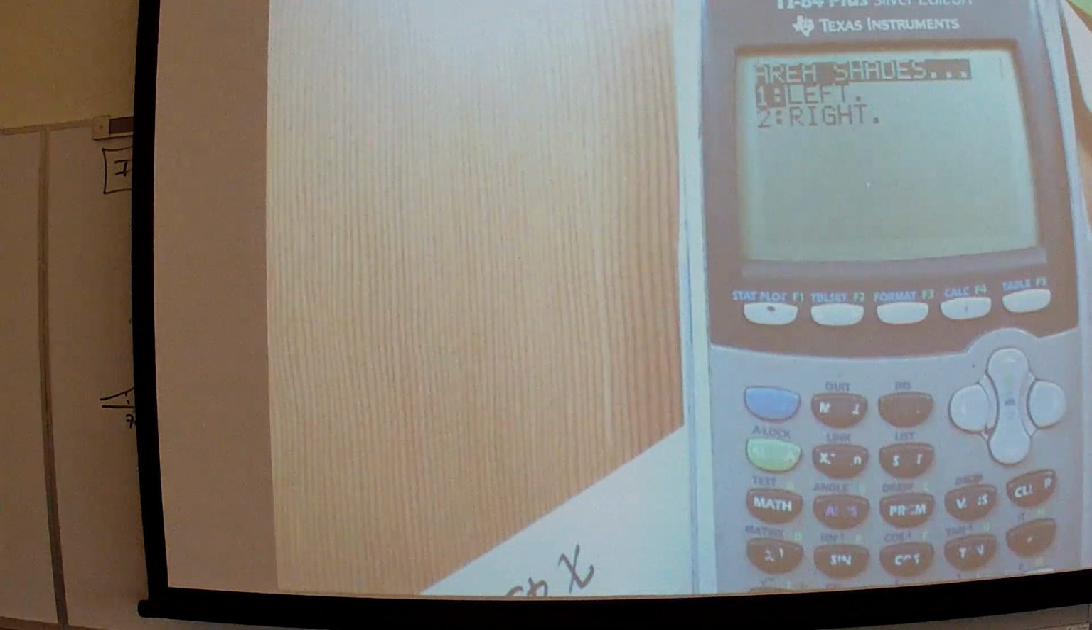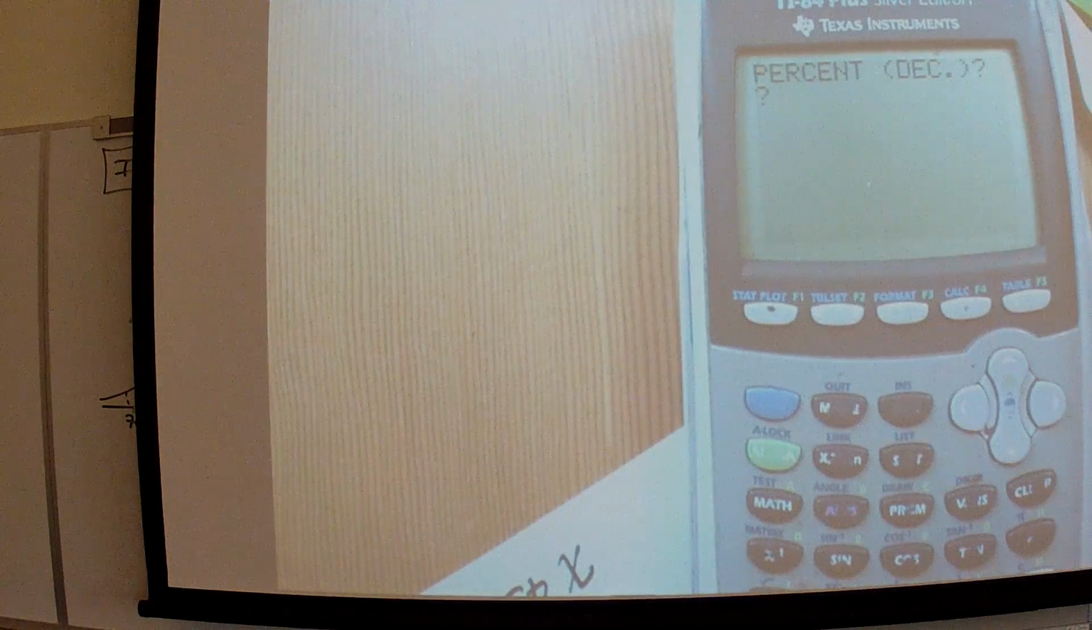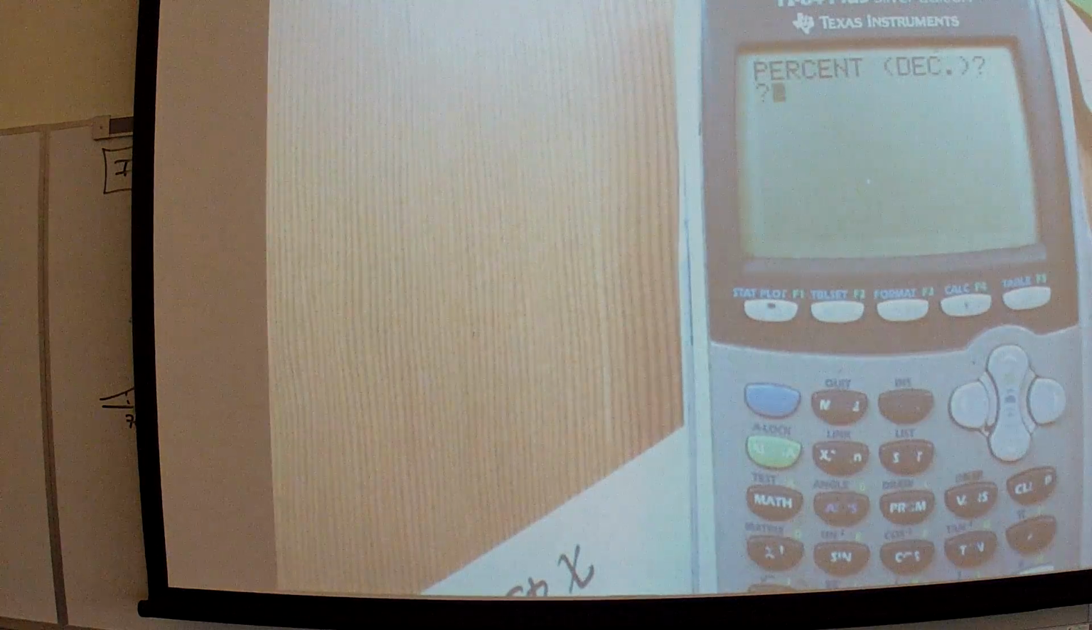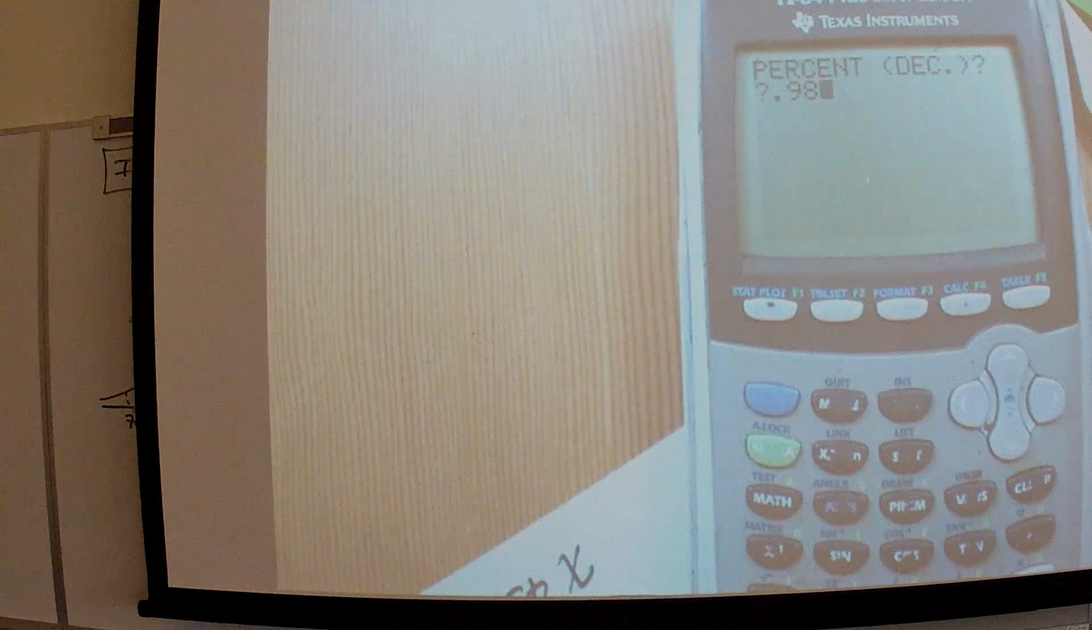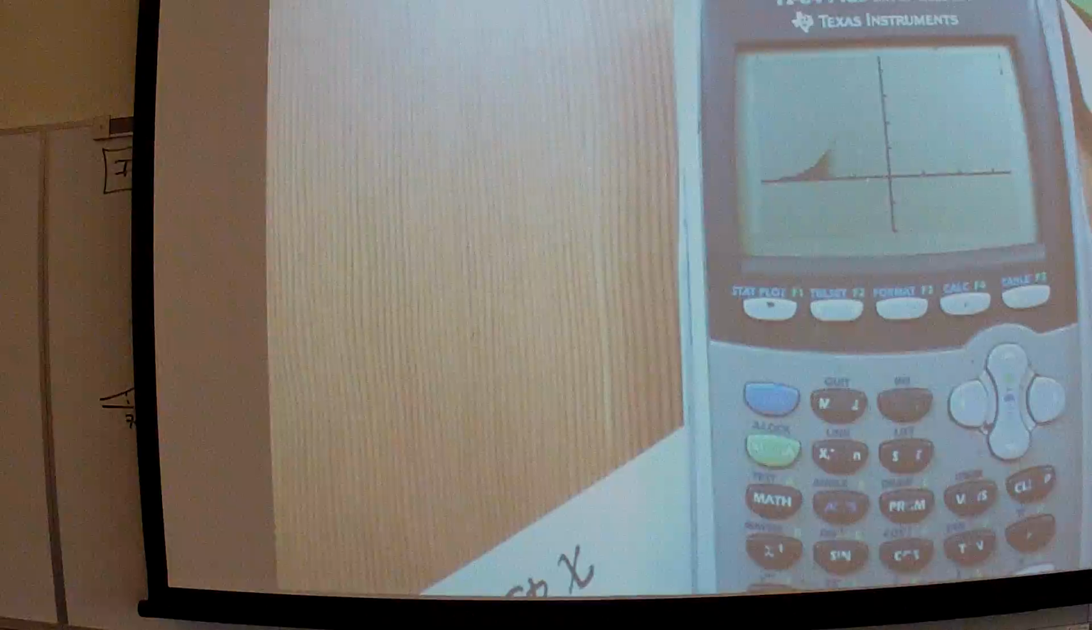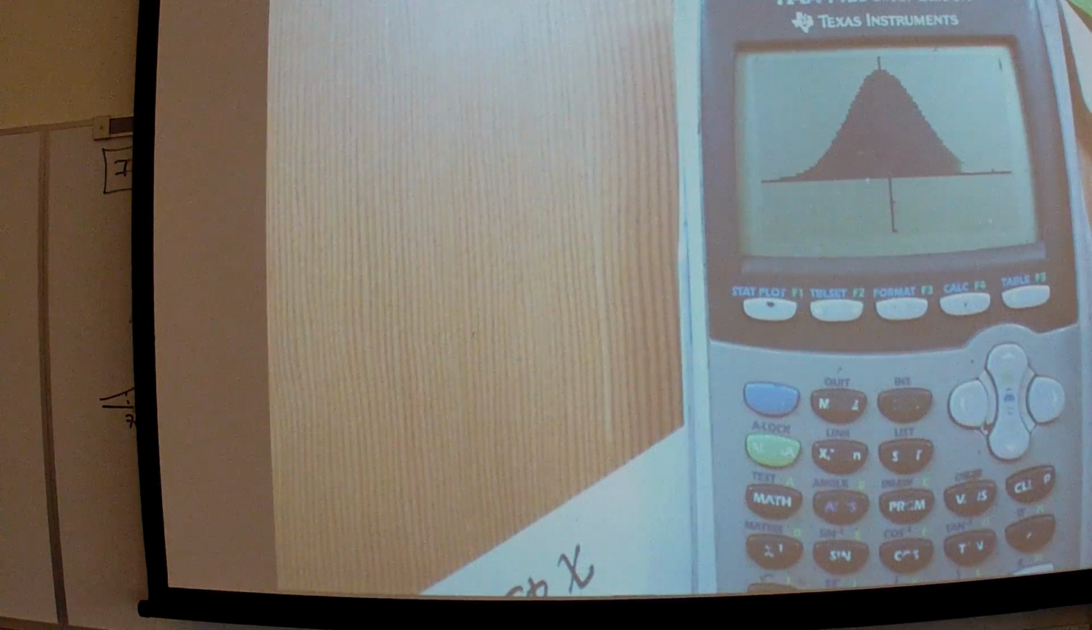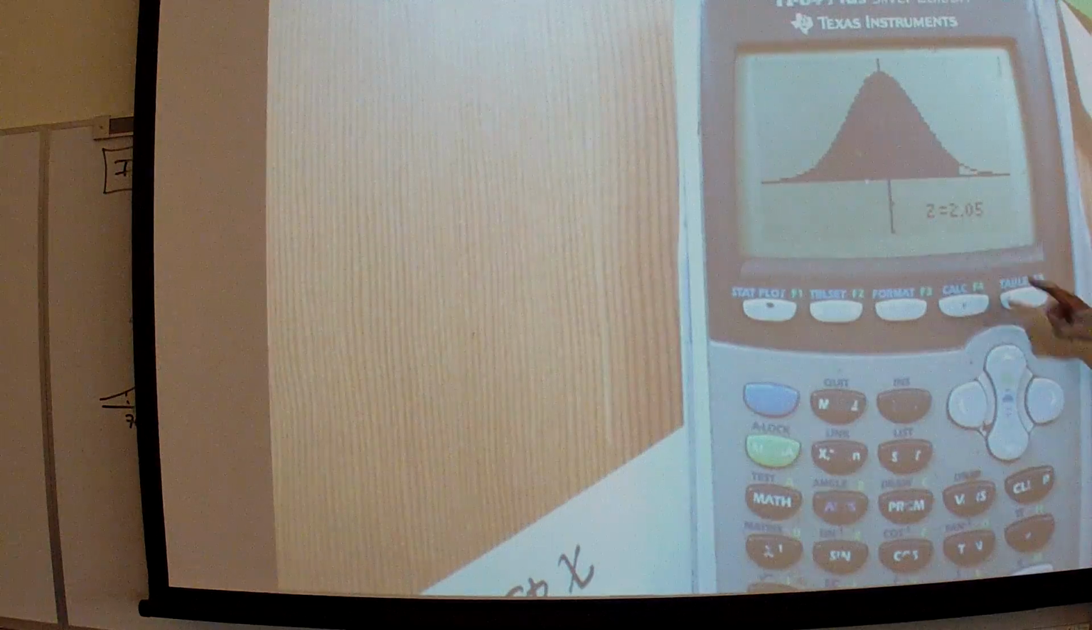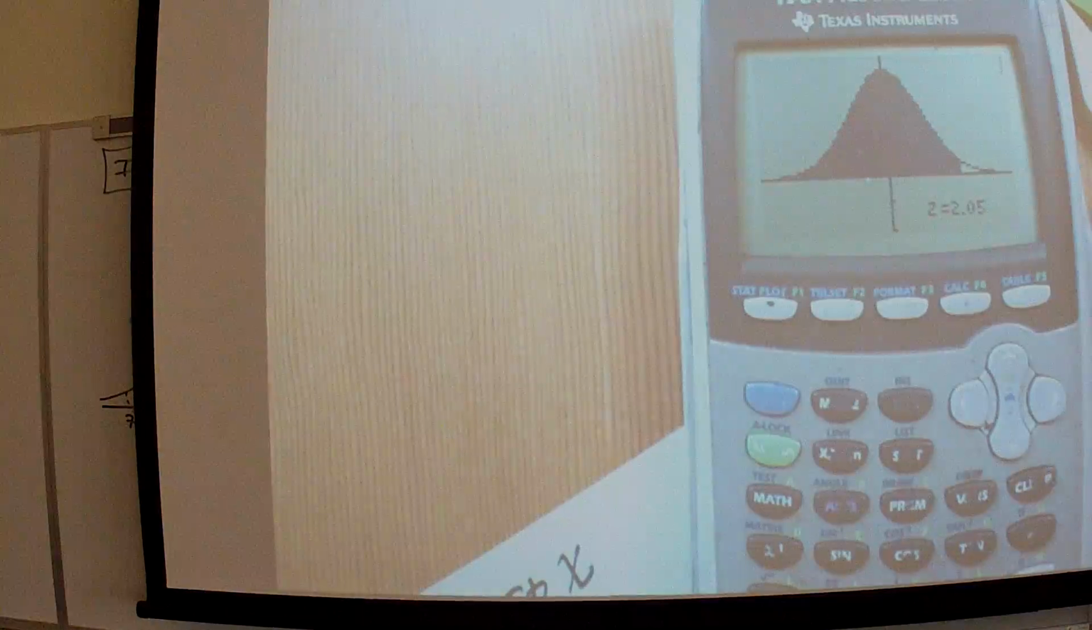Left. Left it is. We're shading to the left, and we're going to shade 0.98. 98%. Enter. Here it comes. It's going to show you the shade to make sure you shaded it correctly. Yes, there we go. Almost all the way out. Boom. There's your z-score. 2.05.